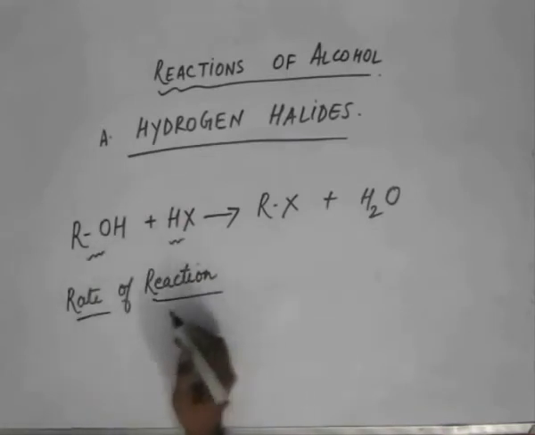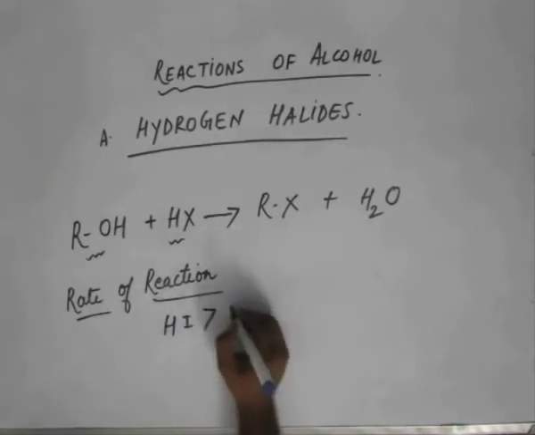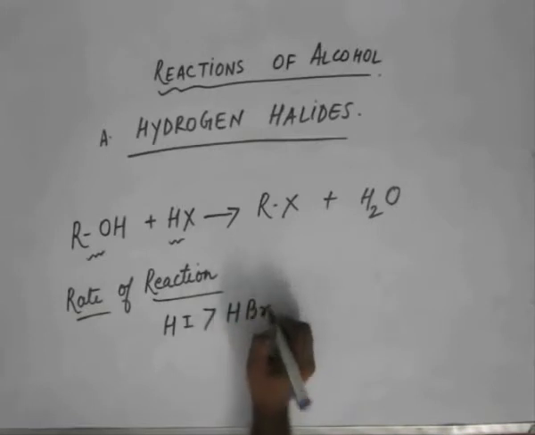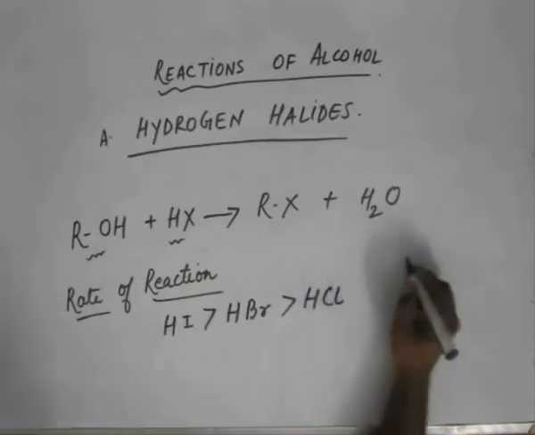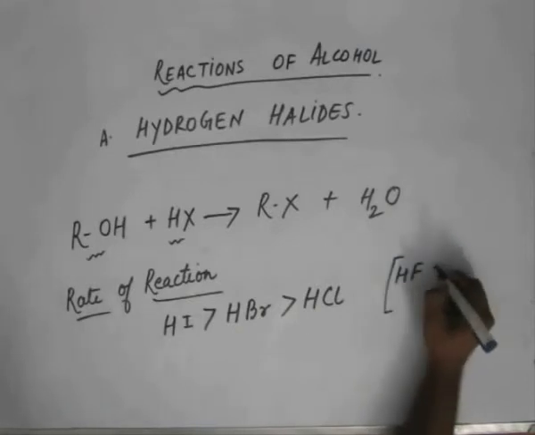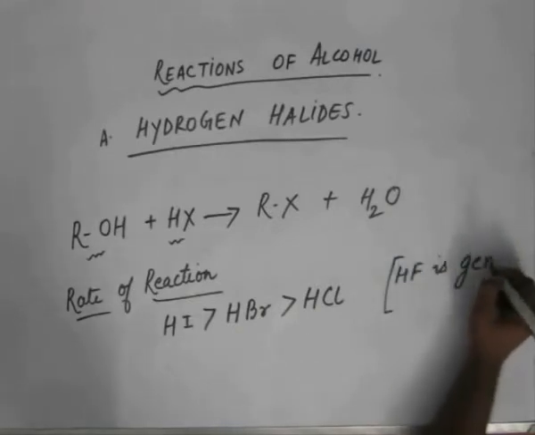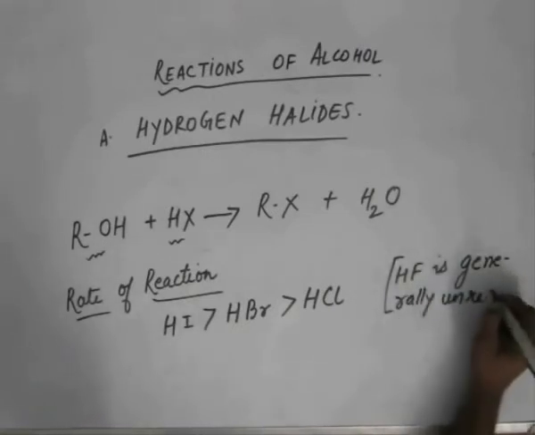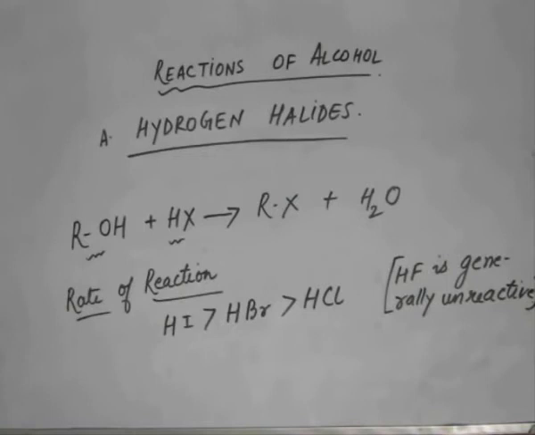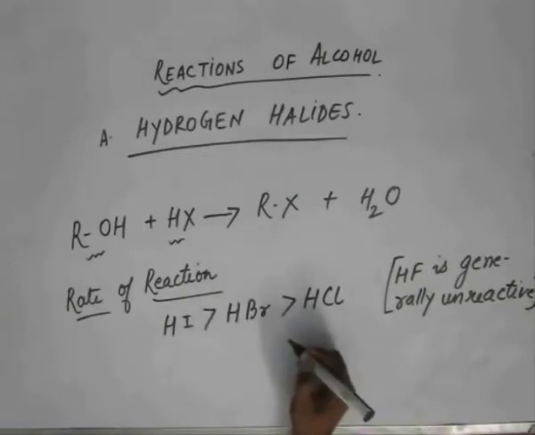Among the hydrogen halides, HI reacts faster than HBr, which is further more reactive than HCl. HF in this case is generally unreactive. So HI reacts faster than HBr, which further has a higher rate of reaction than HCl.